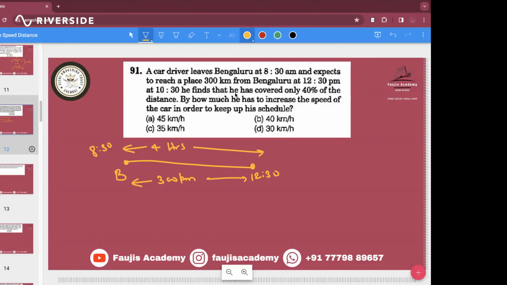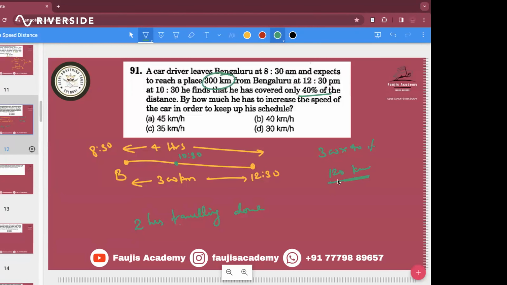Somewhere at this point, it's 10:30 now. That means 2 hours of traveling are already done. And they realize that only 40% of the distance has been covered. So 40% of 300 is how much? 120 kilometers already covered.